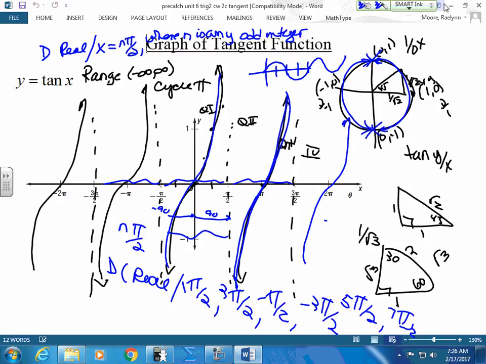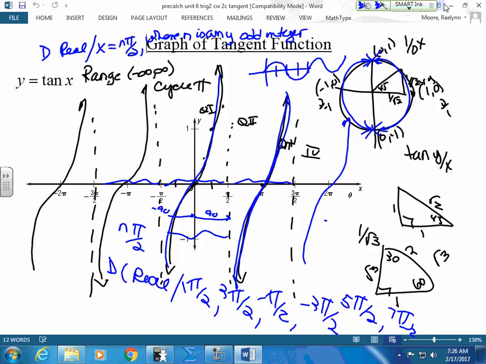Wait, it says where n is any odd number? Yes, odd integer. It has to say integer because you can't use something like 1.7. You can't use any of those. It has to be an integer. Okay?